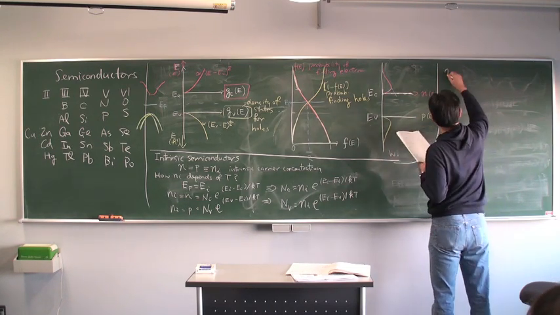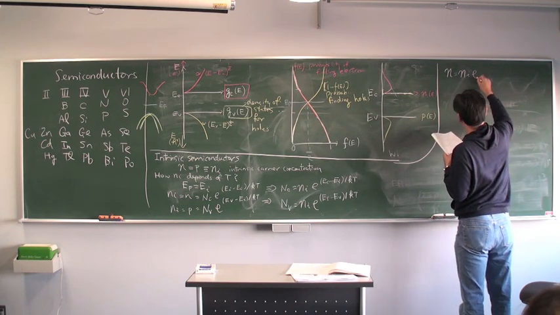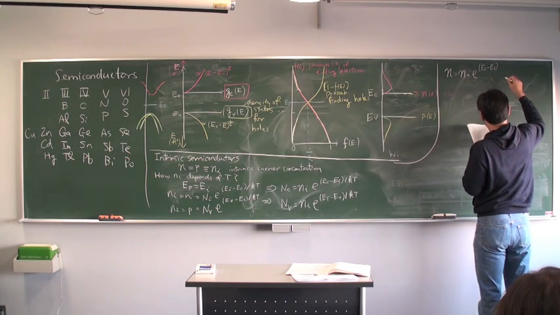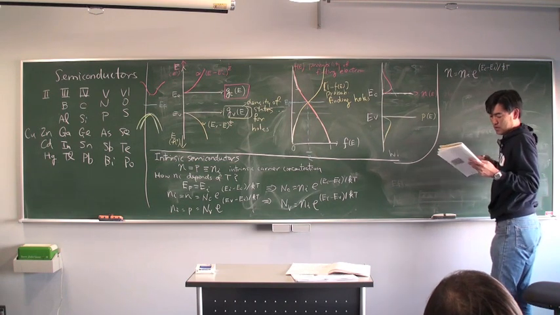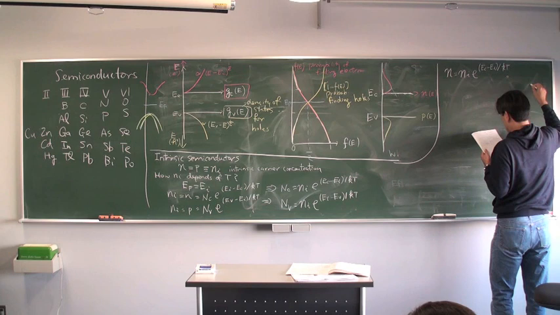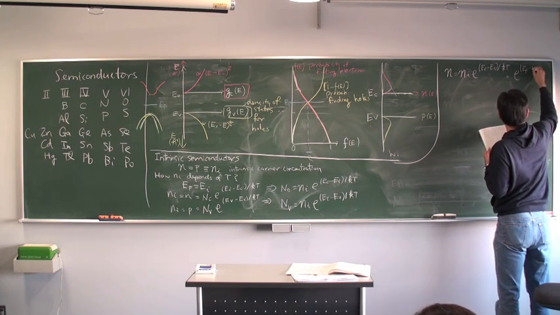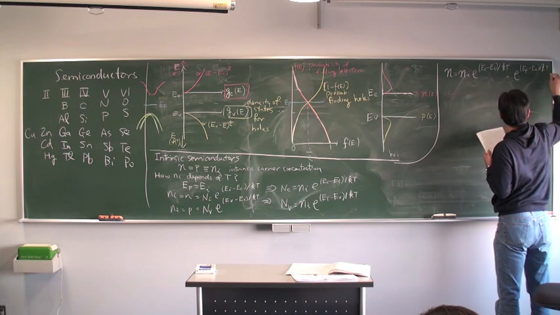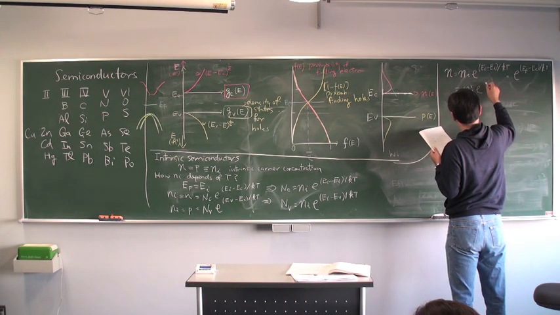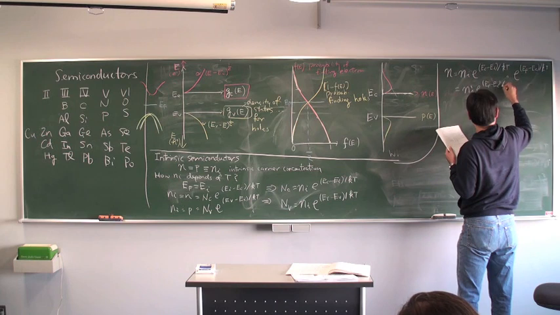So from these, I get n equals to ni exponential (Ei minus Ec)... n equals ni times exponential of (EF minus Ei) over kT.